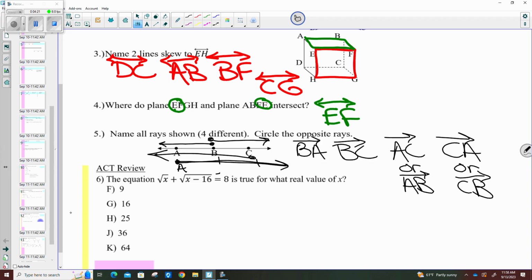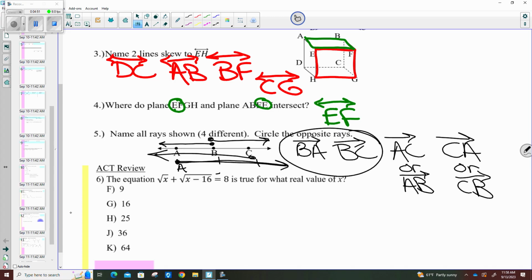And before we leave this question, it says to circle the opposite rays. What is an opposite ray? What does that mean? Yeah. 2 rays that go in the opposite direction forming a line. Okay, which 2 go in opposite directions forming a line? BA and BC. If you don't have them right next to each other, you can circle 2 separates. That's fine. Remember, opposite rays have to have the same endpoint. So they had to be the ones that started with B.